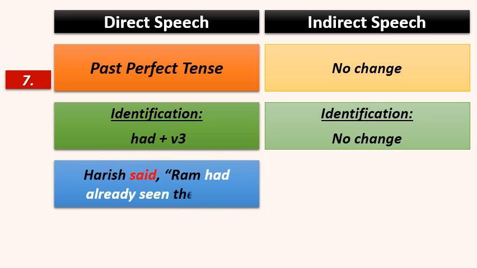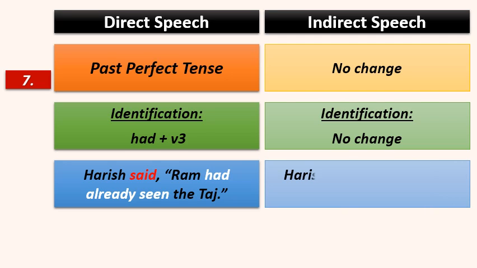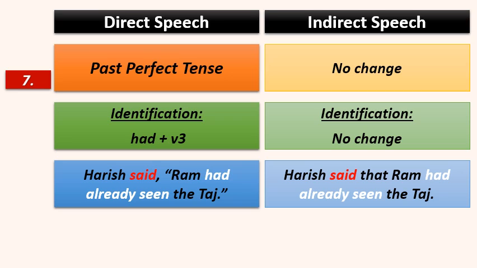Harish said, "Ram had already seen the Taj." As per the rule, if the reported speech is in past perfect tense, then there will be no change in indirect speech when we convert direct into indirect. It will remain the same. Just what you have to do, you have to remove the inverted commas and place the conjunction that. So the sentence will be, Hari said that Ram had already seen the Taj.